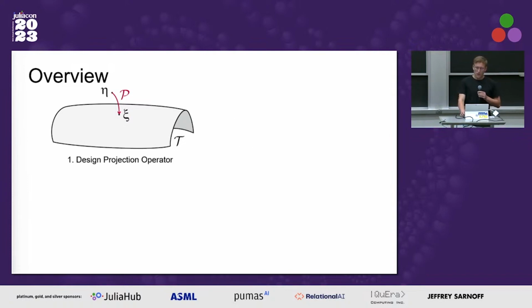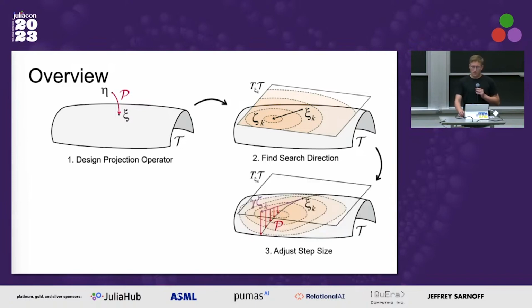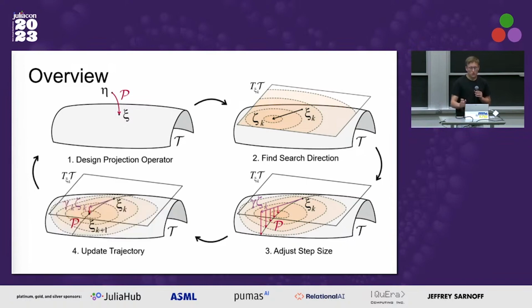Then we calculate a local search direction, again in this function space, which we do by essentially solving a reduced optimization problem on a tangent space to the current trajectory iterate. And then we dial in the step size by a backtracking line search, and use the result of this, essentially the combination of the step size, the search direction, and the projection operator, to take projection back onto the manifold and use that as our next iterate.